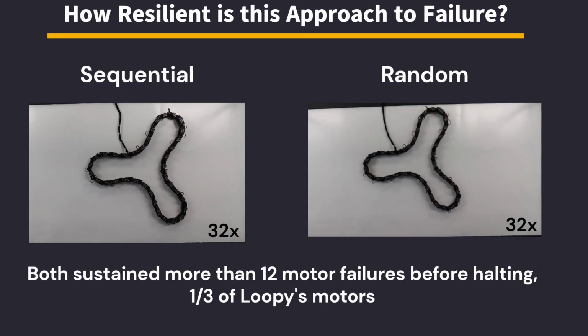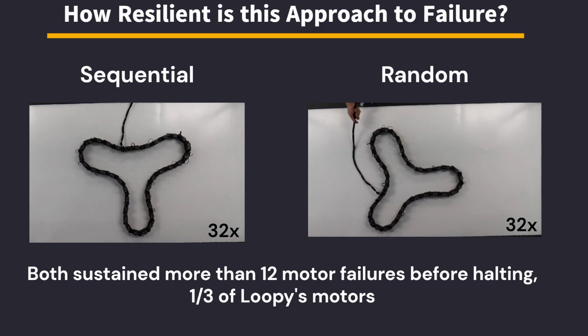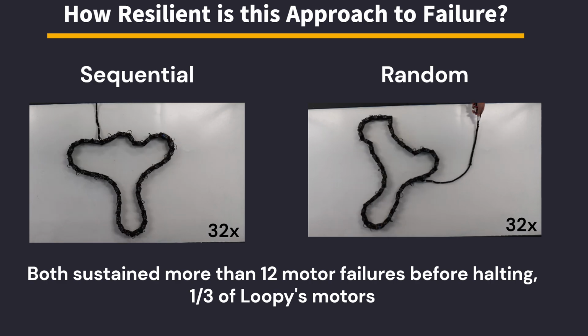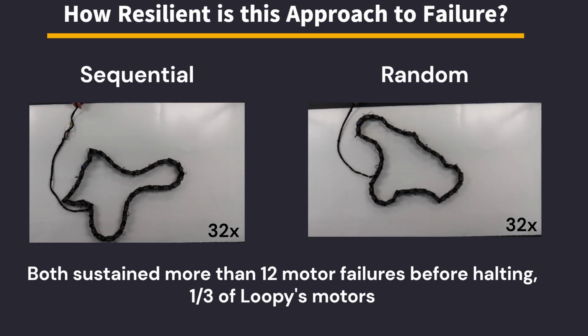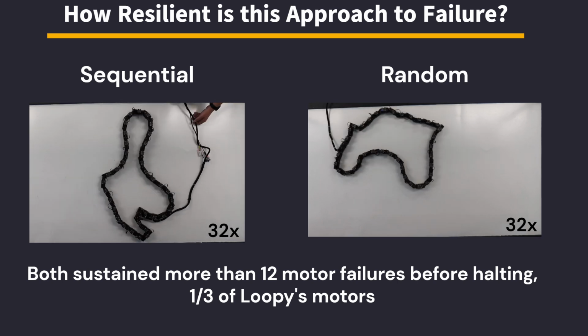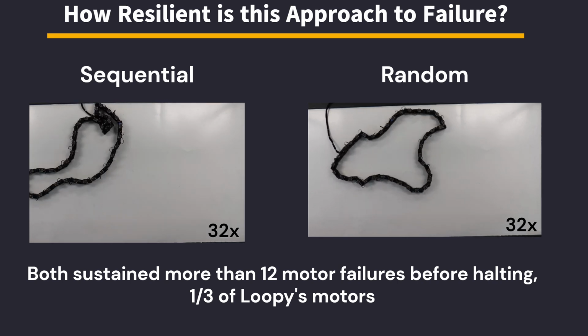How resilient is this approach to failure? Two failure scenarios were evaluated: sequential and random order motor torque disabling. In both scenarios, Loopy was able to sustain more than 12 motor failures before halting. This is one third of its total motors. Loopy is able to continue rotating due to its clumping of disabled motors into a rigid chunk that is pushed by the other cells.